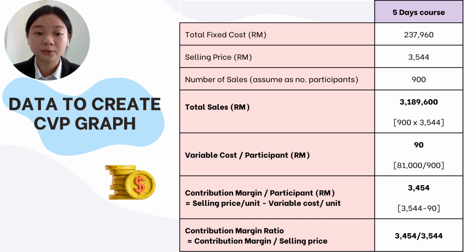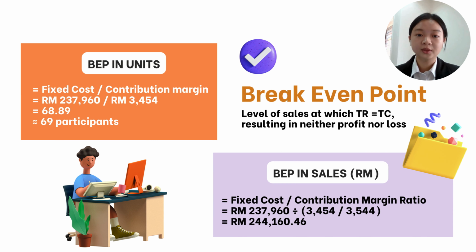At the meantime, we also require to calculate the variable cost per unit, which is 90 ringgit per participant. Then, the contribution margin formula is known as the selling price per unit minus the variable cost per unit, and then we are able to get 3,454 ringgit. Lastly, our contribution ratio is known as the contribution margin divided by the selling price. So it is 3,454 divided by 3,544 ringgit.